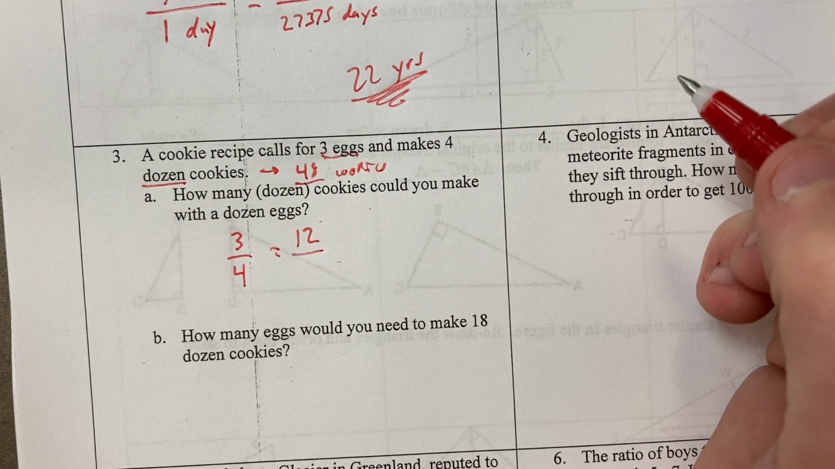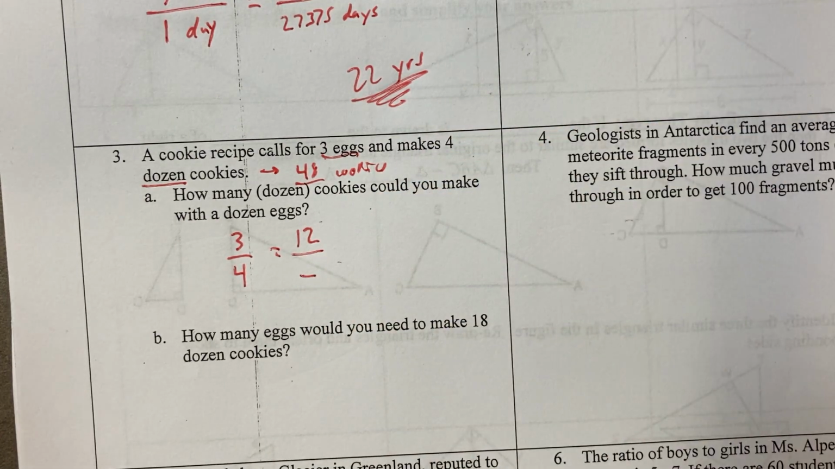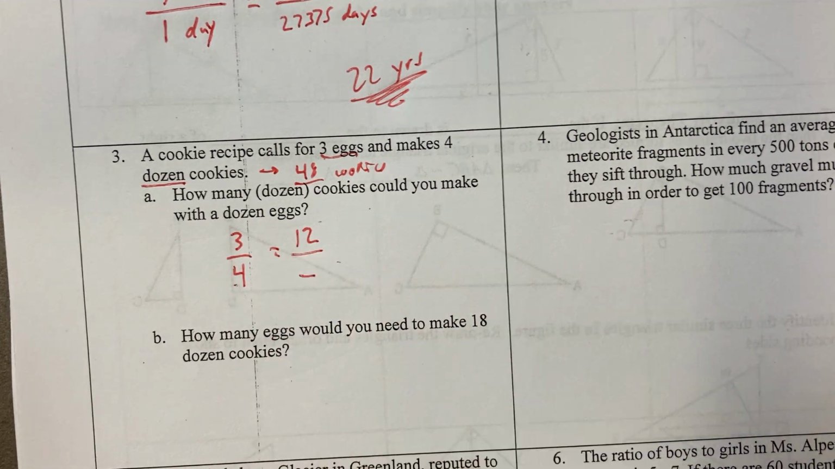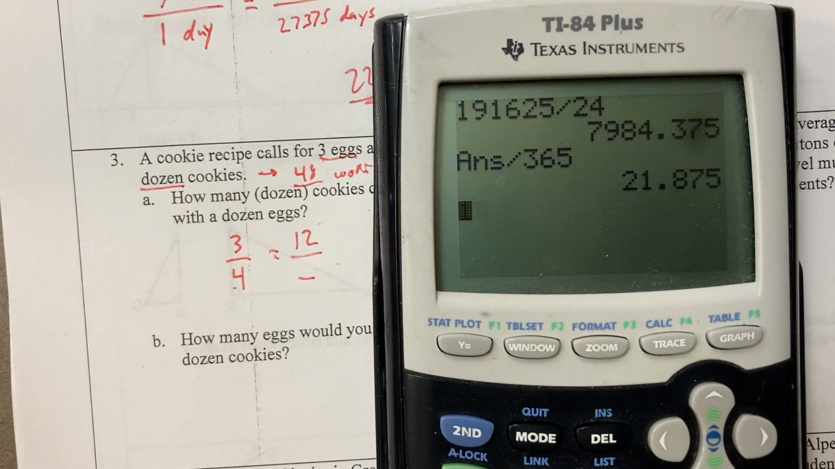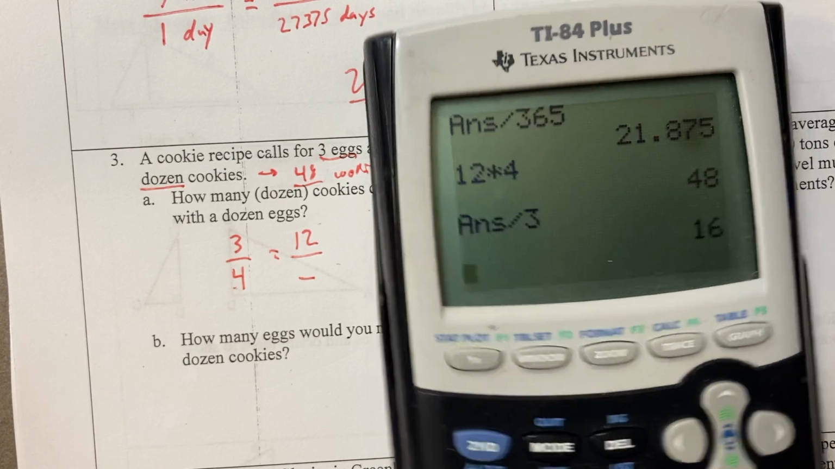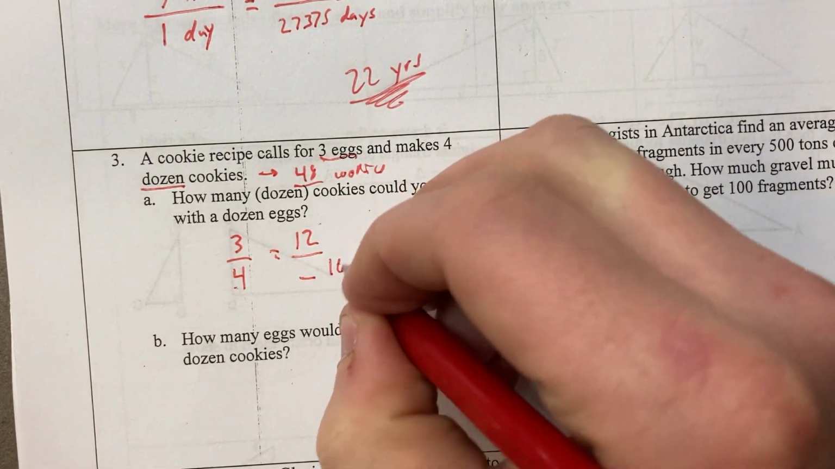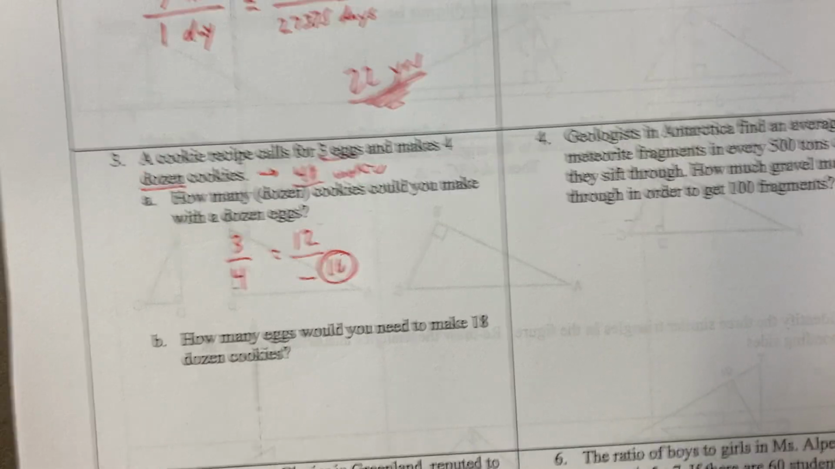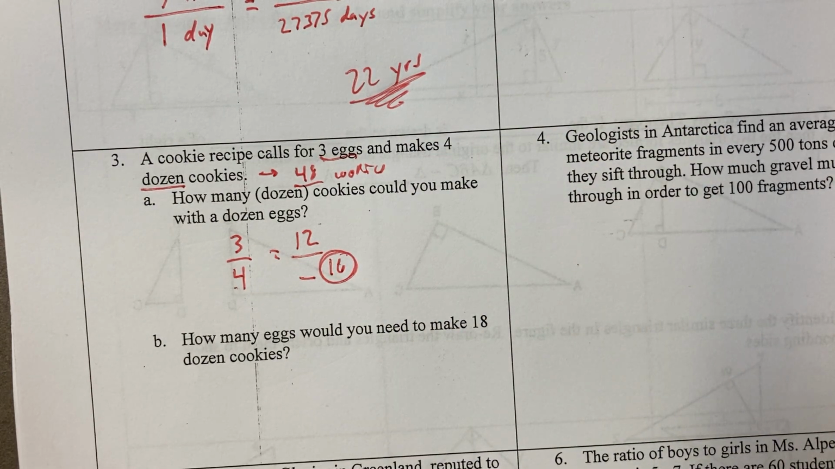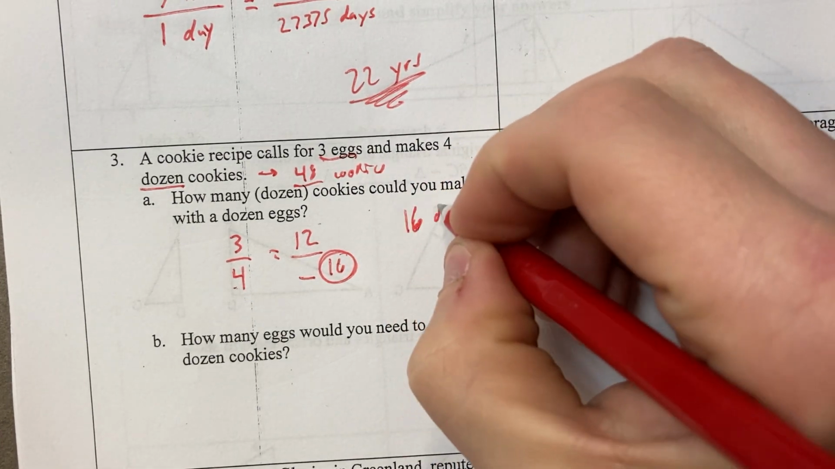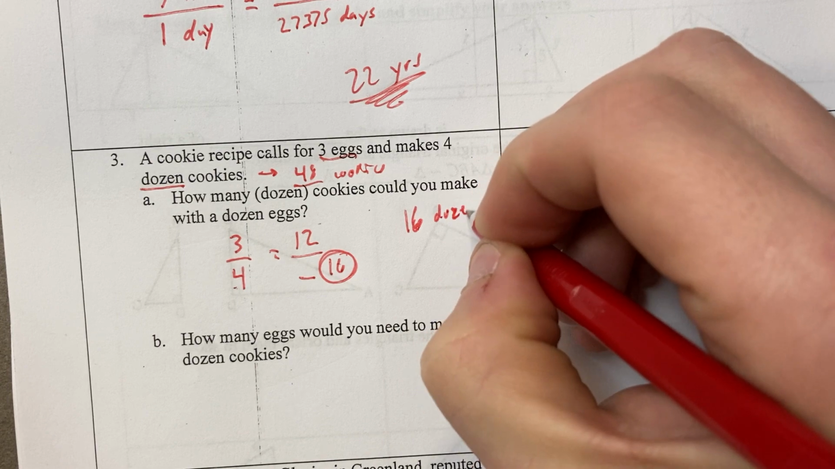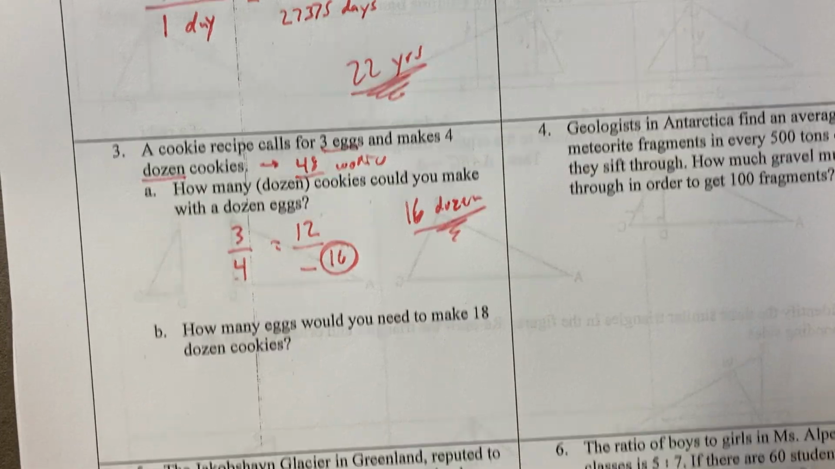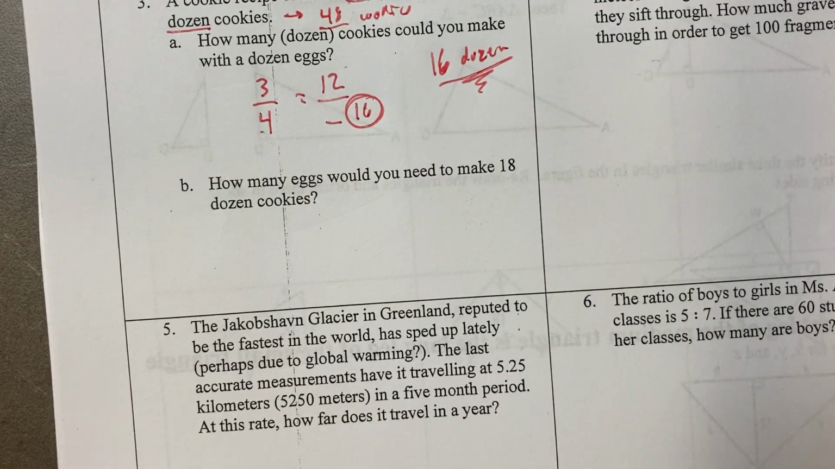makes, let's figure this out. Let's just cross multiply. 12 times 4 is 48. 48 divided by 3 is 16. That's not right. Oh yeah, 16 dozen. How many eggs would you need to make 18 dozen cookies?